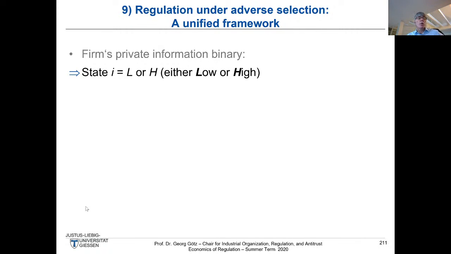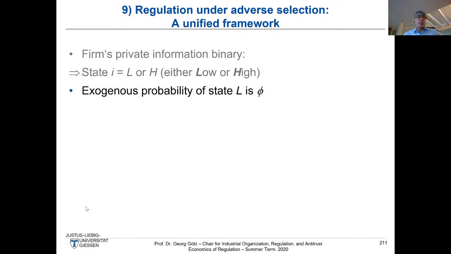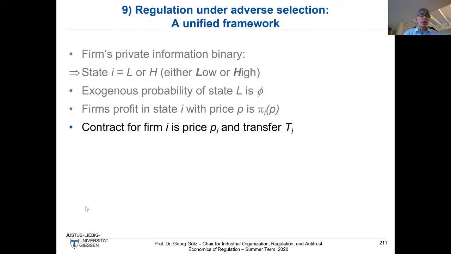And finally, we had the Lewis-Sappington model, I think it was 88, where demand is unknown, that the firm might face high or low demand, and the regulator does not know. And as always, we assume just some certain probability phi with which the demand is low, the firm is a low-cost firm, or demand is low, and so on. And we denote some notation here, the firm's profit in state i as pi i, and this is a function of typically the price it charges.